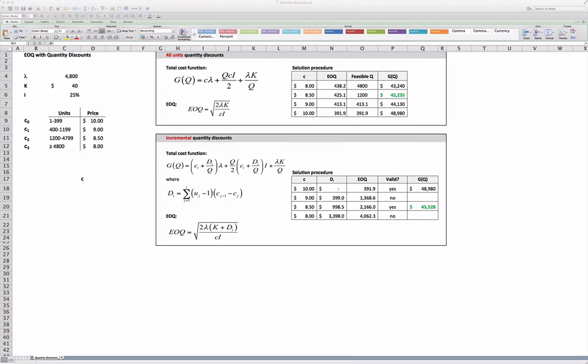I hope this brief discussion helps you understand the difference between these quantity discount schemes and helps you understand how we can factor these quantity discounts into our inventory decision making.